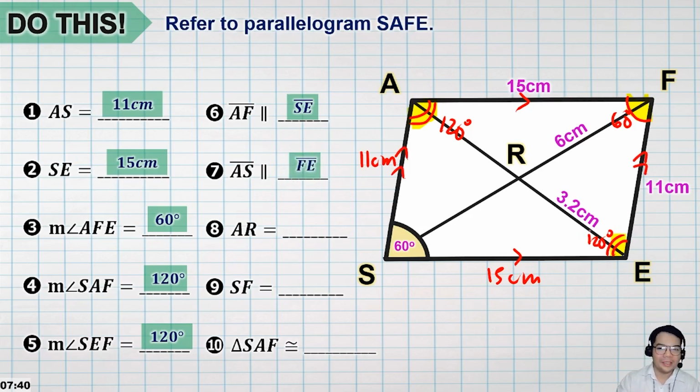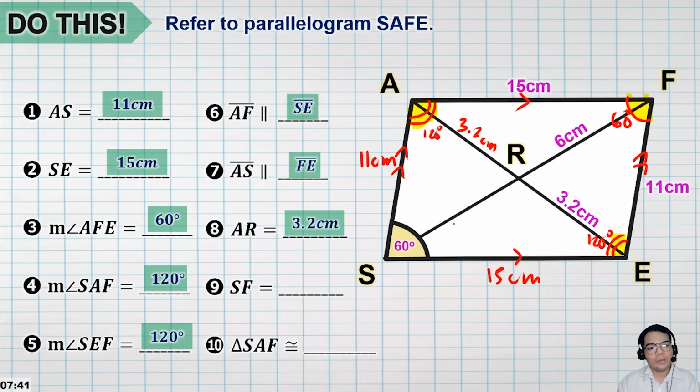Kasi nga parallelogram to. Next, what is the measurement of line segment AR? Ano kaya ang measurement niya? Yes, Windek. 3.2 centimeter. Yan, so ano ulit? Windek? 3.2 centimeter. Okay, 3.2 centimeters. Tingnan natin. Yes, it's gonna be 3.2 centimeters. Yan, wait lang, sulat natin. Kasi diagonals bisect each other. So 3.2 cm din siya.